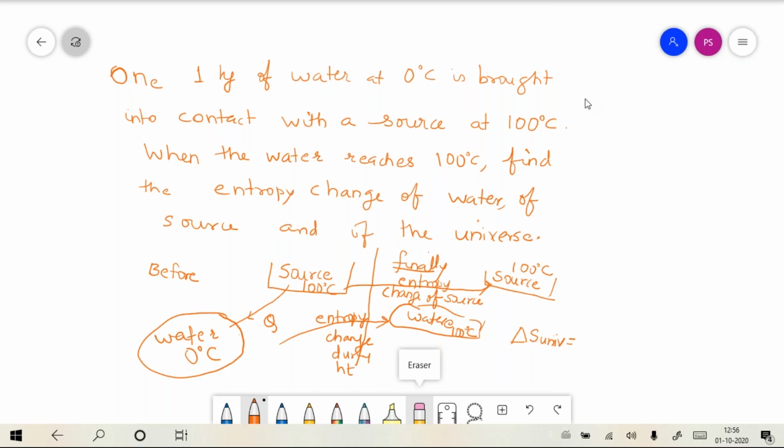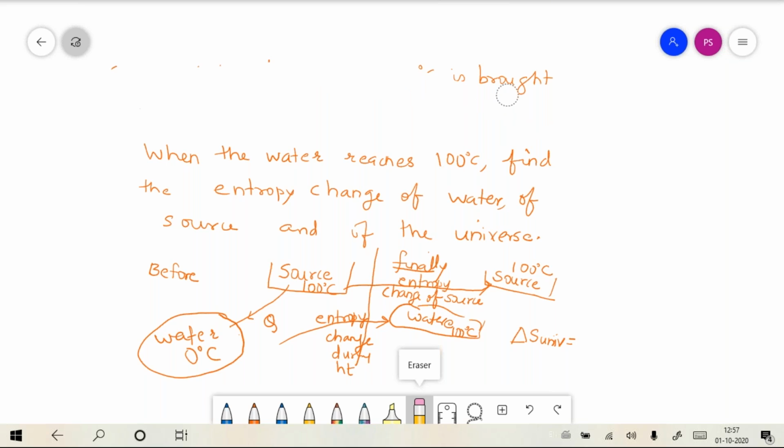I hope you have copied down the question, and I am now erasing it. The water which was at 0 degree centigrade is brought in contact with the source at 100 degree centigrade. The water would be gradually heated. We are not talking about ice, and we are not talking about a phase change here, only sensible heating of the water. So the water is sensibly heated because of its contact with the source, and as a result the water would finally reach a temperature of 100 degrees centigrade.